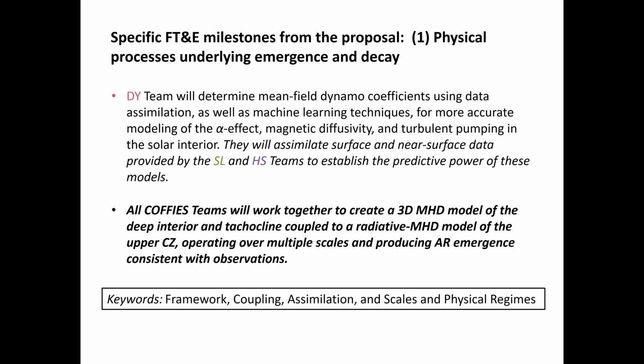I think the main thing from this first goal, the physical process underlying emergence and decay, is this bolded bullet point here. And this was actually a milestone in our proposal. And that is that all COFFIES teams will work together to create a 3D MHD model of the interior and tachocline, coupled to a radiative MHD model of the upper convection zone operating over multiple scales and producing active region emergence consistent with observations. And so this is kind of the home run milestone here.